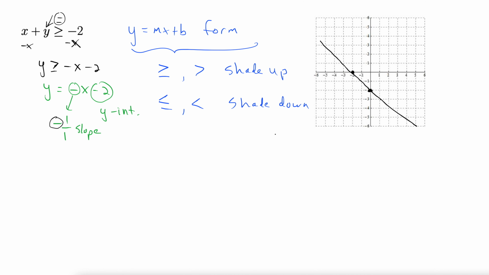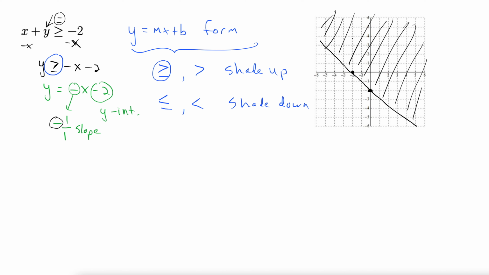Now for shading. We have a greater than or equal to, and greater than or equal to means shade up. So not only is our line part of the solution, but we also have to shade this whole region. There we go.